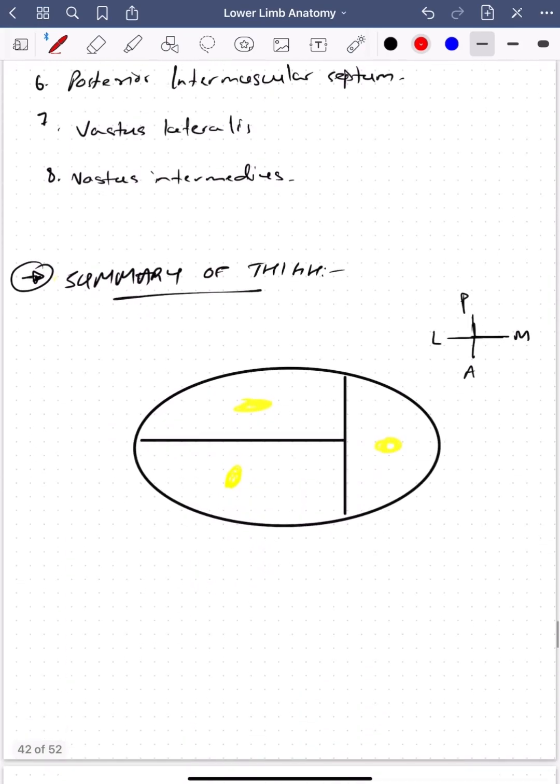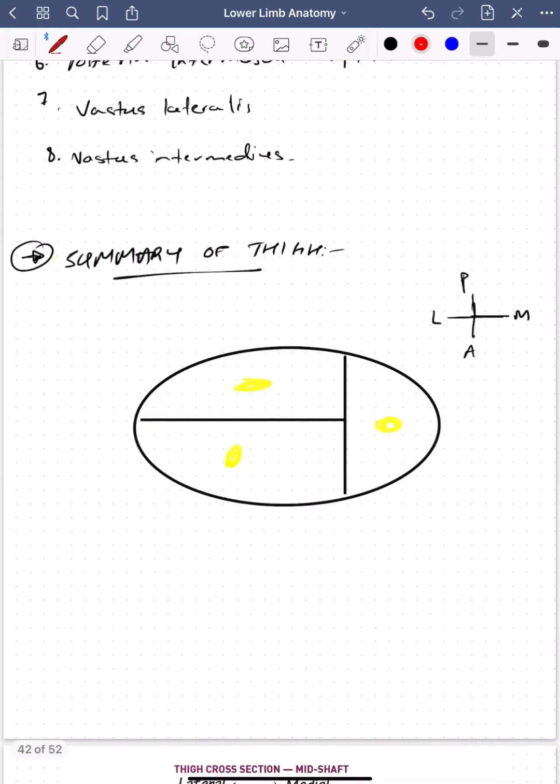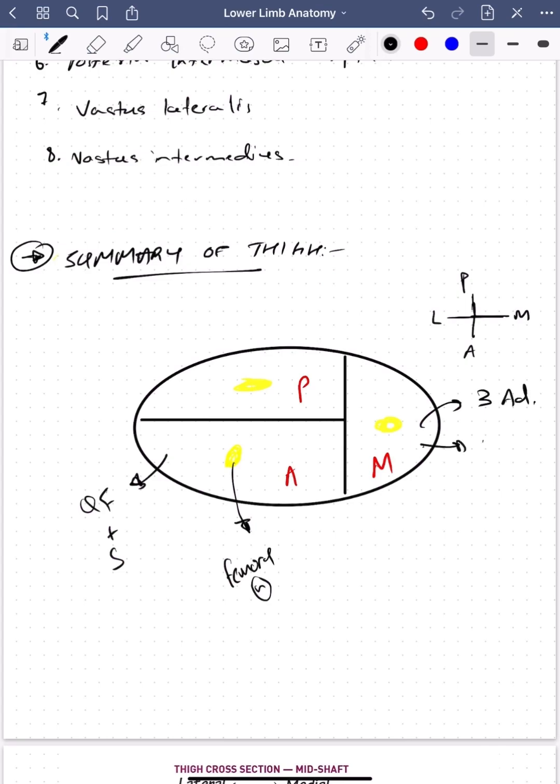Now, before I talk about the linea aspera, I'll just give you this brief revision of what we've just gone through. So this is the thigh. We've divided it into an anterior, posterior, and medial compartment. Now the nerve supply of the anterior compartment is the femoral nerve, and the two muscles are the quadriceps femoris and the sartorius. Now the medial compartment has 3 adductor muscles plus PG, pectineus and gracilis, and this is supplied by the obturator nerve.